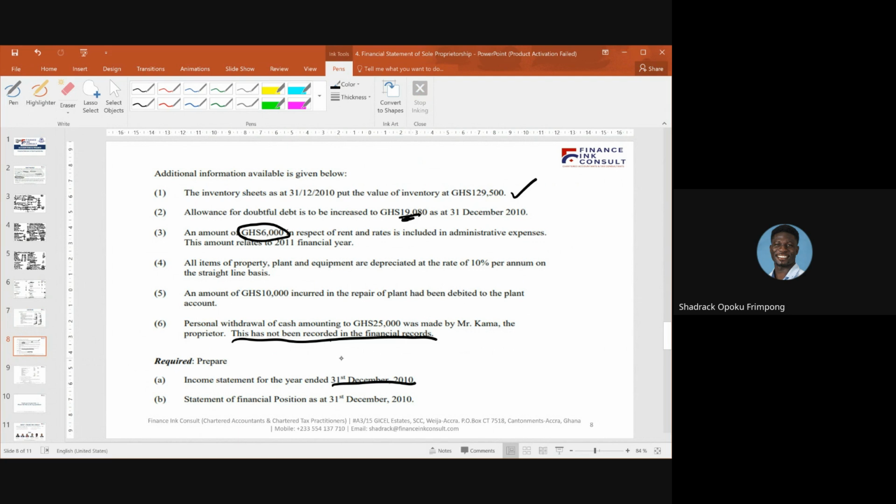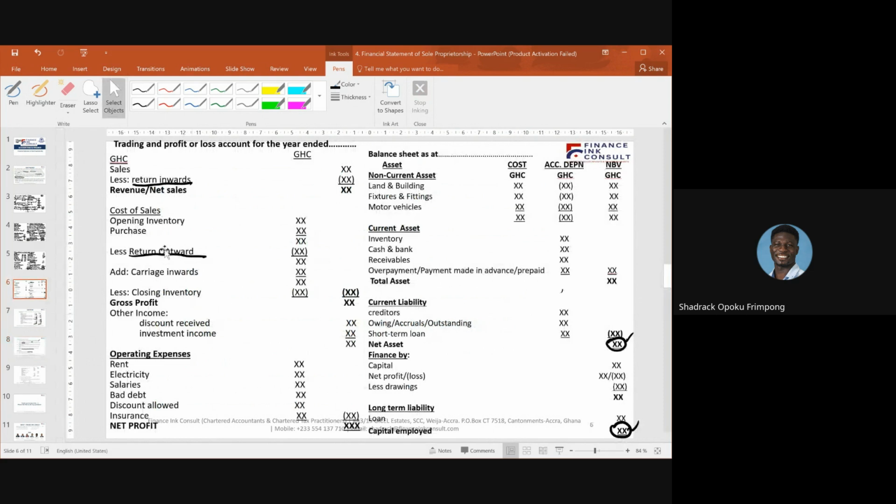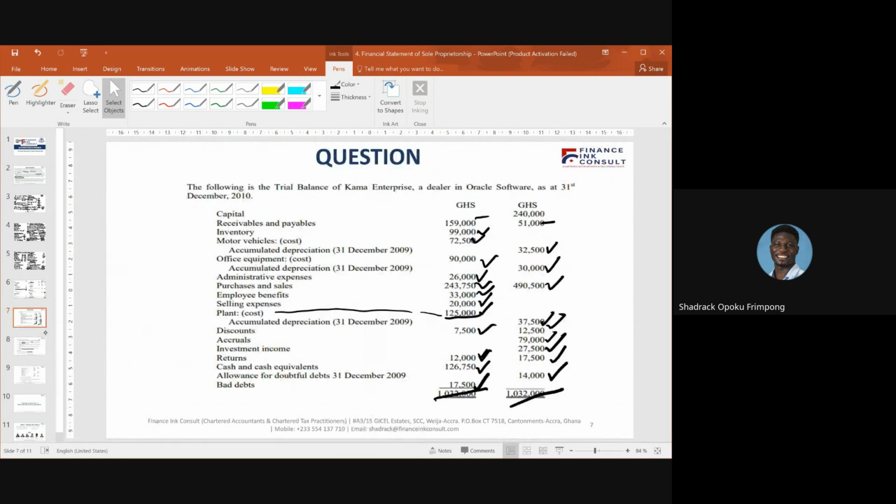Example, the closing inventory. You know, the closing inventory is going to be recorded in our balance sheet, right? That same closing inventory, we are going to deduct from what? Our cost of sales. So the first leg will be in our P&L, part of our cost of sales. Then the second leg will be here. So all your additional information, in fact not most likely, all your additional information will have those two sides. It will follow our double entry principle.